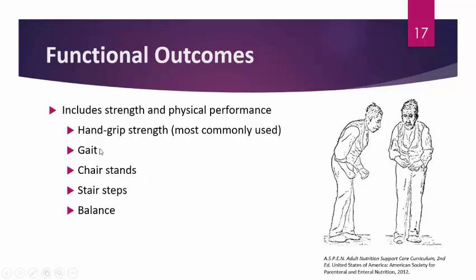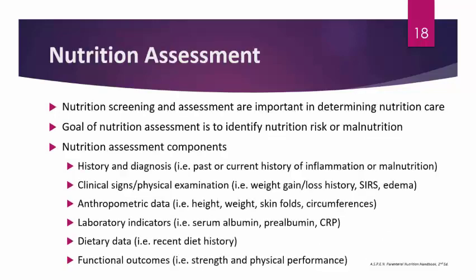Other things such as gait and balance, if they're able to stand on a chair or step up onto stairs, are big things that may not only show the ability of their body and what it can do, but also your muscle status and your ability to do activities of daily living. Are those patients actually going to be able to do things such as eat and move around on their own, or do they need assistance?